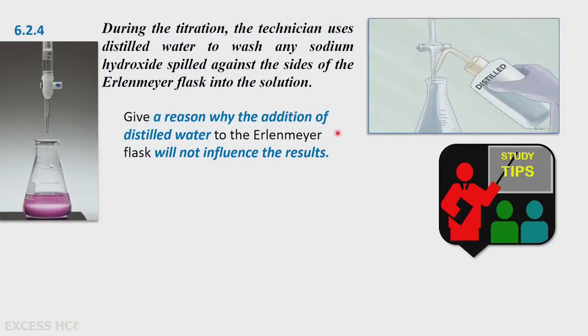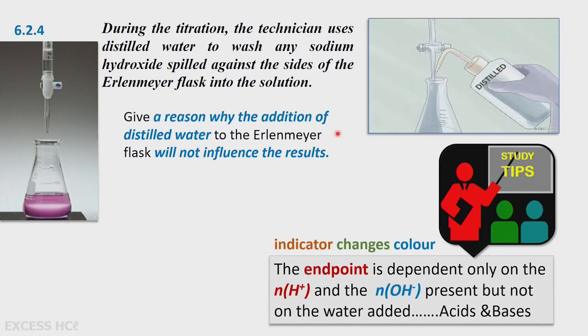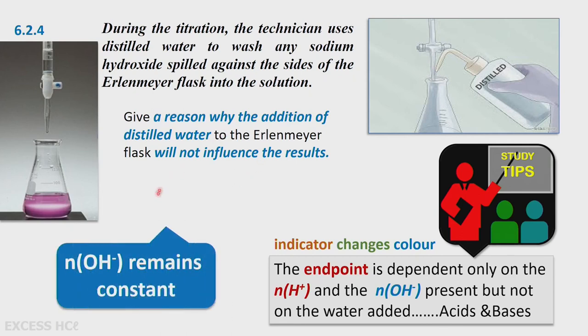The reason says that the end point, when my indicator is going to change color, depends on how much hydrogen ions and OH ions are there, but not on how much water I have. It only depends on the acid and the base and not on how much water I needed to rinse out the acid and base. So how do I write my answer? I say the number of hydroxide ions remain constant, or the number of hydrogen ions remain constant.